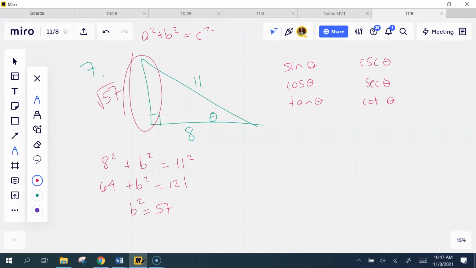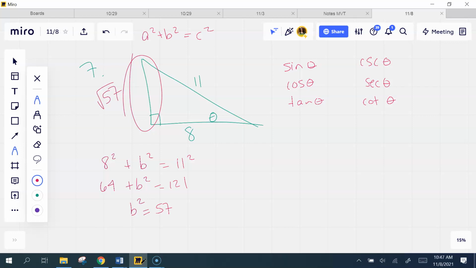Don't be afraid to leave things as radicals. That is the more acceptable answer. That's the better way to be, to leave it exact. Maybe if you were talking about tangent and you were dividing by it, I would leave that as a radical.